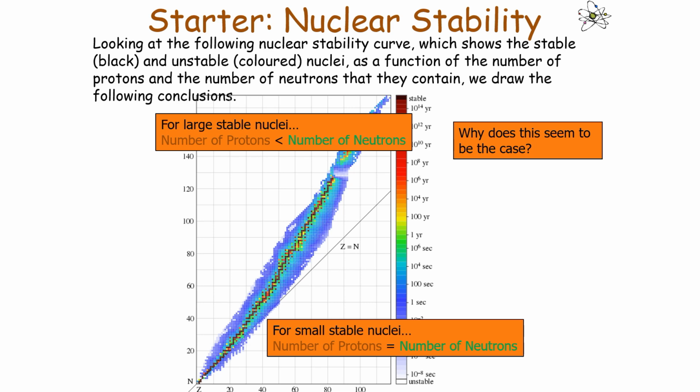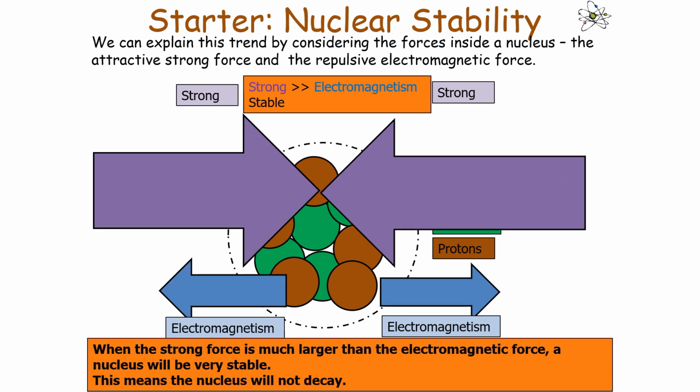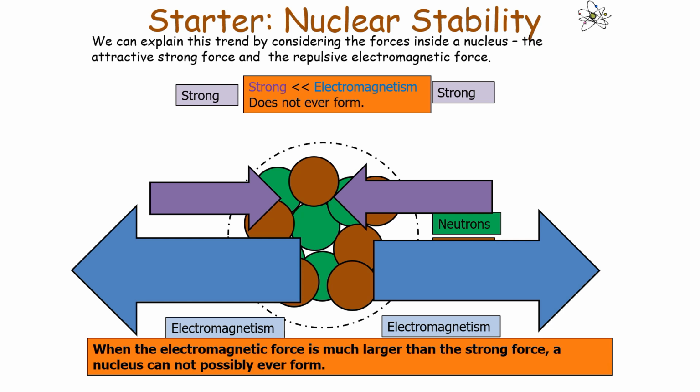Now, why is this the case? We can explain this trend by considering the forces inside a nucleus, which consist of mainly the attractive strong force and the repulsive electromagnetic force. So if the strong and electromagnetic force are approximately equal in size, the nucleus is unstable, so it will be susceptible to radioactive decay, whilst if the strong force is much greater than the electromagnetic force, the nucleus is very stable and will not decay, whilst if electromagnetism was greater than the strong force, then the nucleus would never even form, because the repulsive force would be greater than the attractive force.